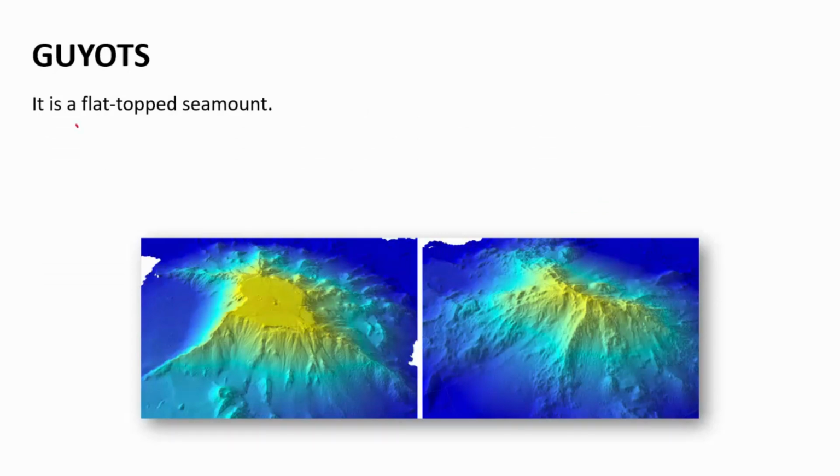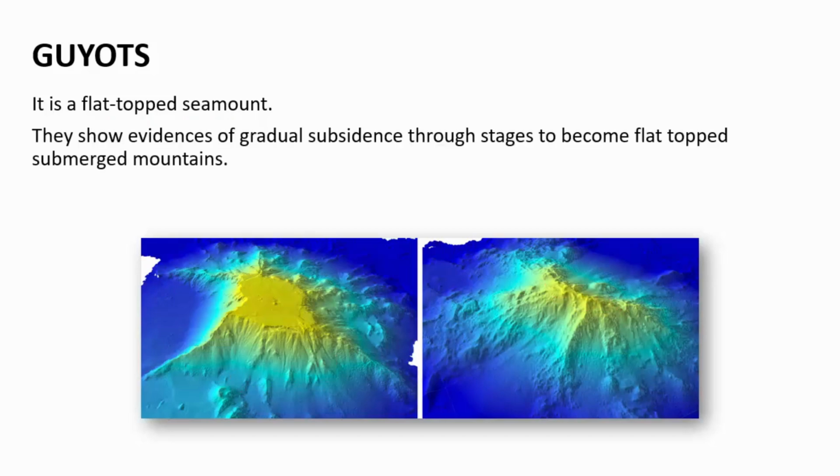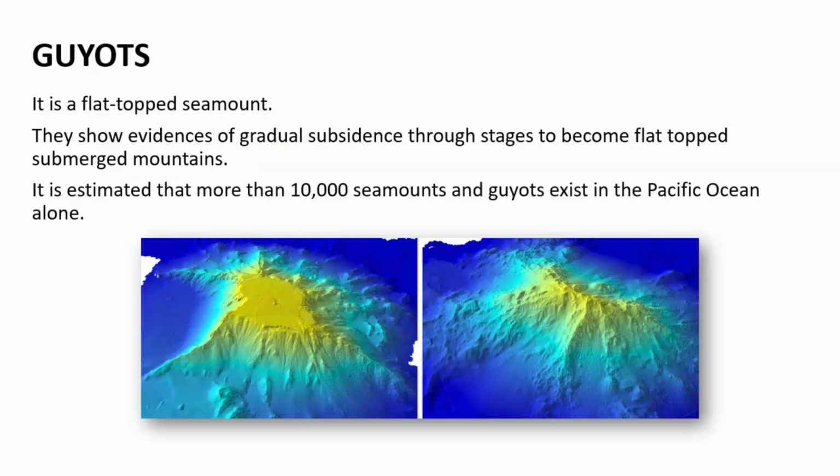Now, these are flat-topped seamounts. We have seen seamounts, right? So after a certain period of time, when erosion happens, the tops of these seamounts get flattened, and these are known as guyots. They show evidence of gradual subsidence through stages to become flat-topped submerged seamounts. Apart from that, it is also estimated that more than 10,000 seamounts and guyots exist in the Pacific Ocean alone.